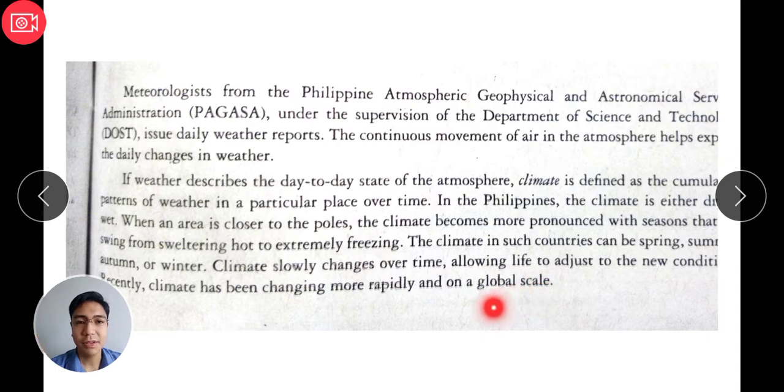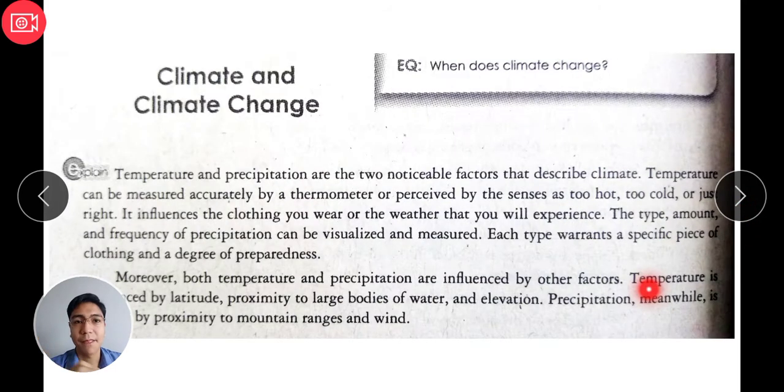So yung climate is nagbabago-bago matagal, gradually over time. With that, yung mga living things, nag-a-adjust to the new conditions. But today, okay, on the moment we have right now, ang estado is it's changing rapidly versus supposedly slow. Okay, and that is on a global scale. So climate and the climate change.